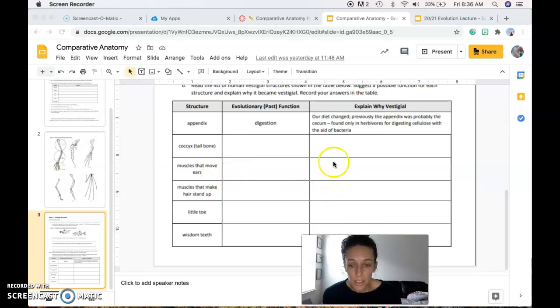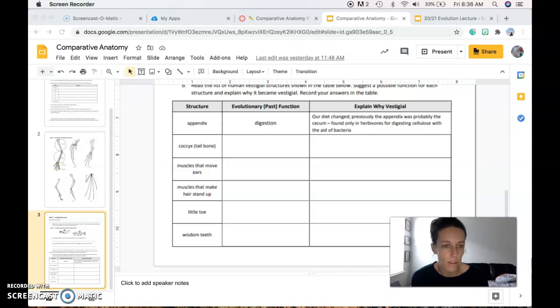This next part down here is just asking you to think about vestigial structures in humans, what they were used for at one point, and explain why they've become vestigial, so why they're no longer used. So they give you the first one, the appendix. It was used in the past for digestion, but our diet has changed and we don't really need it to break down the types of food that we're eating.